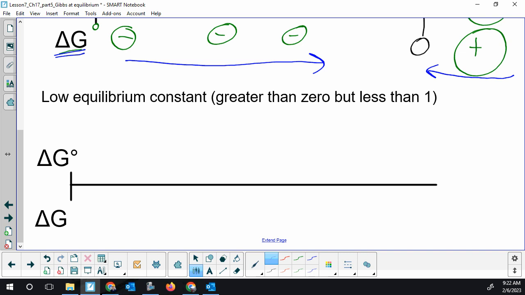Okay, so low equilibrium constants. Now they're greater than 0 because they can't be negative, but they're much less than 1. So we'll look at delta G standard, and I'll add in RT ln Q. When equilibrium constants are really small, maybe 10 to the minus 5, that was a pretty common equilibrium constant that we saw in the past.